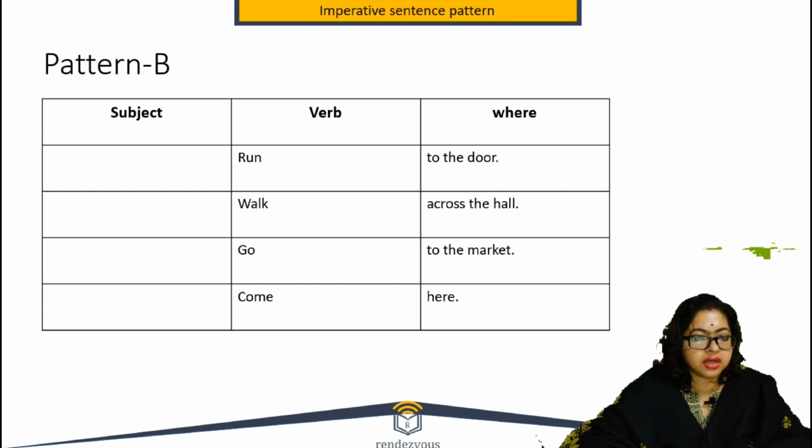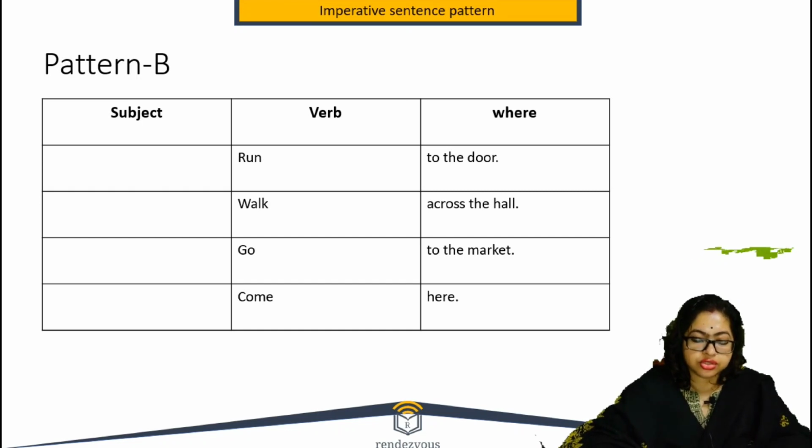Now another point I would like to mention here is imperative sentences can be order or request. For sentences which express request, we may put a please or kindly or these kind of words before verb. So for example, I might say, please give me a glass of water, or please pass me the sugar, etc.